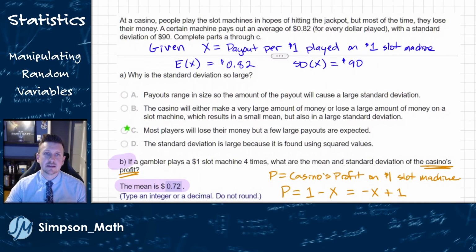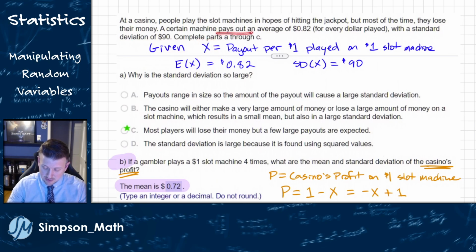At a casino, people play the slot machines in hopes of hitting the jackpot, but most of the time they lose their money. A certain machine pays out an average of 82 cents, or $0.82, for every dollar played, with a standard deviation of $0.90. So I'm going to go ahead and write down my given information. I'm going to define a random variable x, as they've defined it, as the payout.